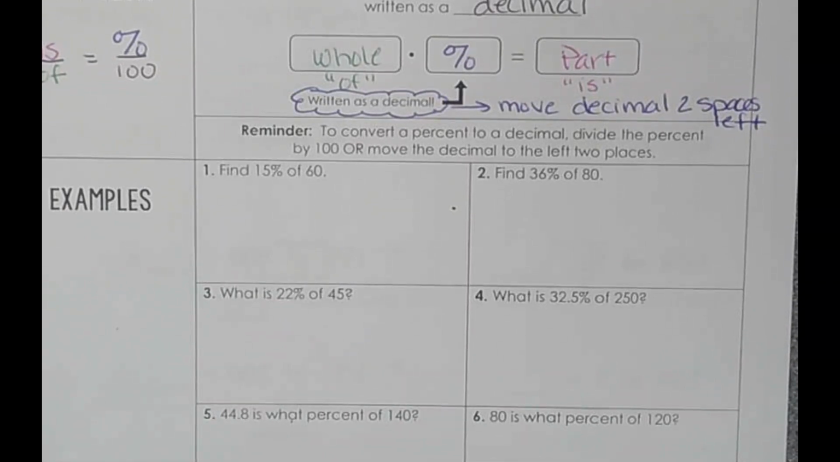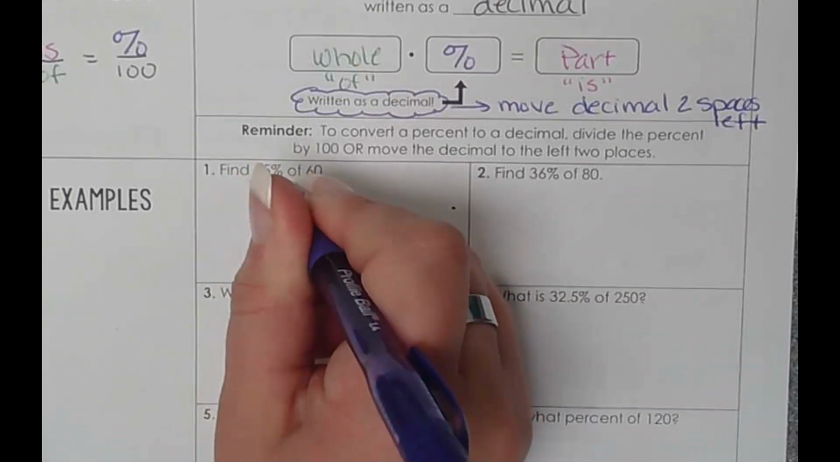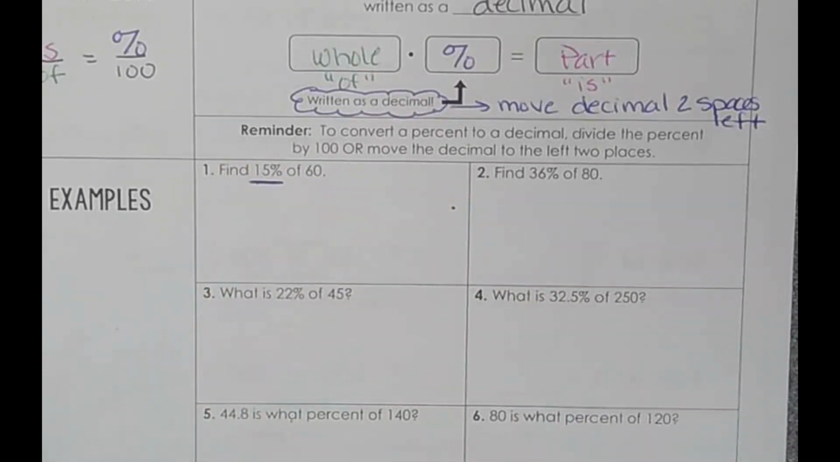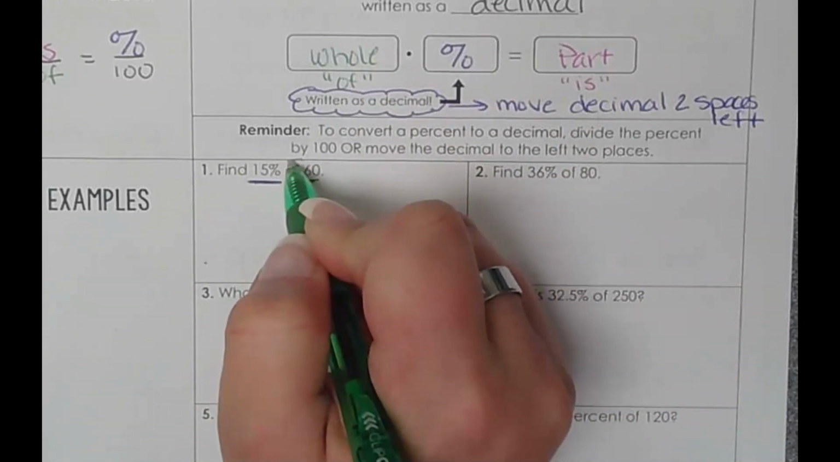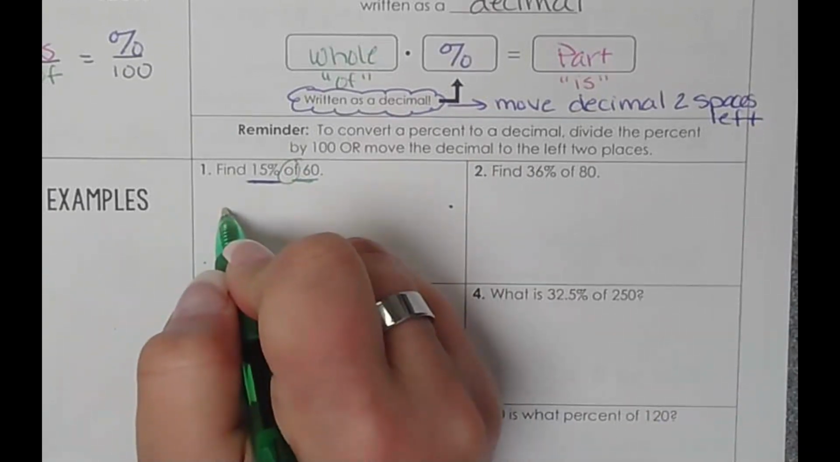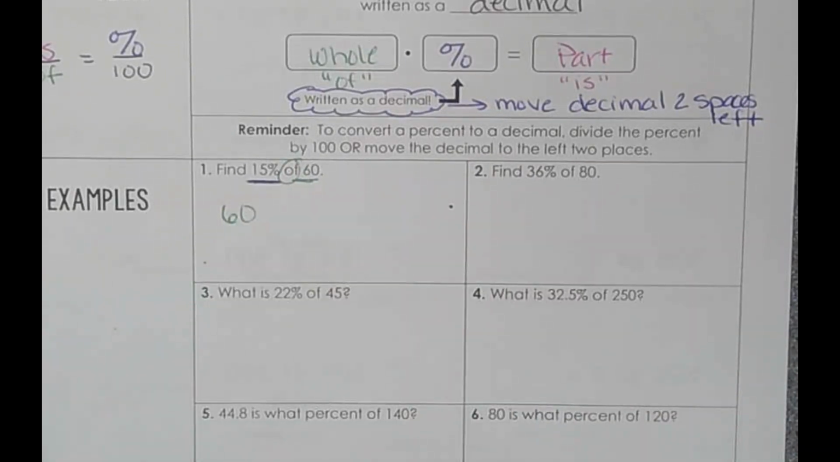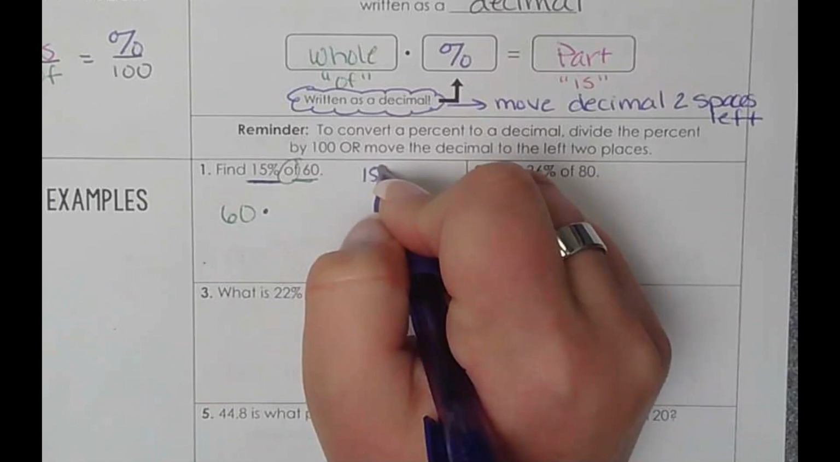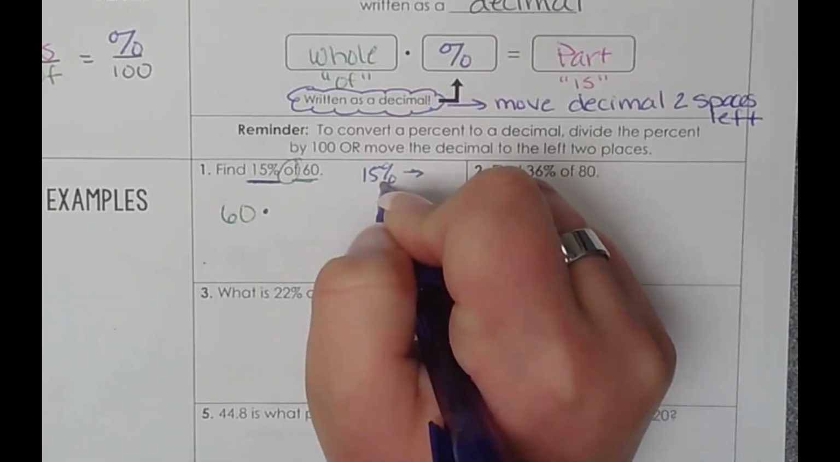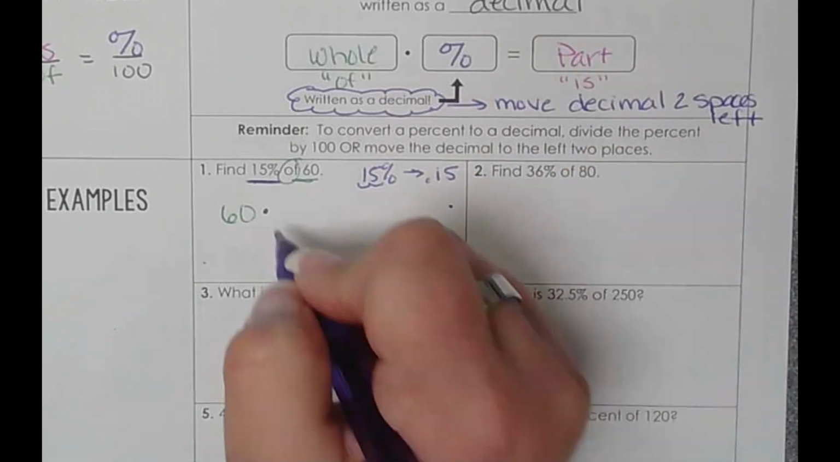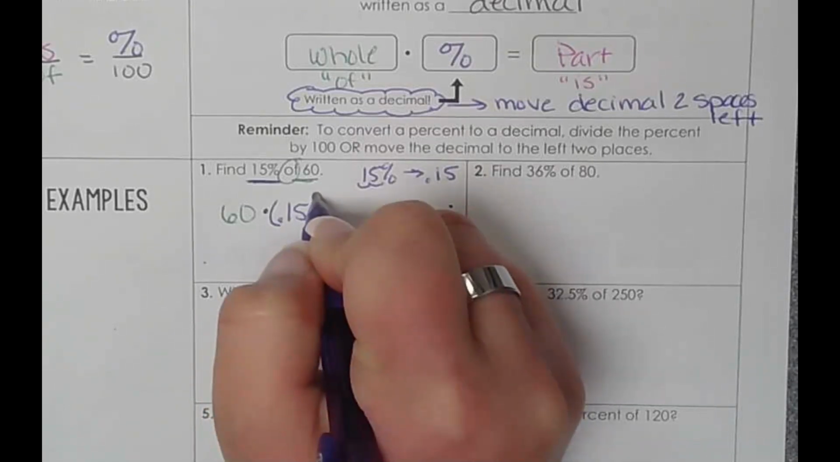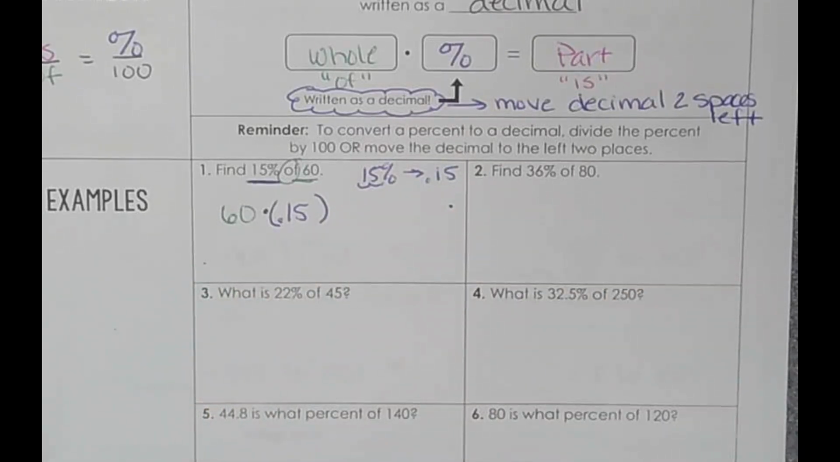So our percent, let's go ahead and color code that. Okay, 15. And now we have the word "of," so that tells us that this is our whole. Okay, we're looking for that word. So this would be 60 times, and now 15% as a decimal, we're going to go ahead and move it to the left 2 times. So that would be 15 hundredths. So we're going to go ahead and multiply that by 0.15. And that's going to give us whatever our part is.